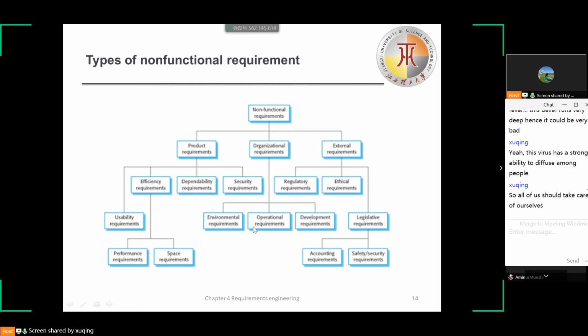Is it clear? Clear, ma'am. Okay, thank you. Yeah, that's for the organizational requirements.